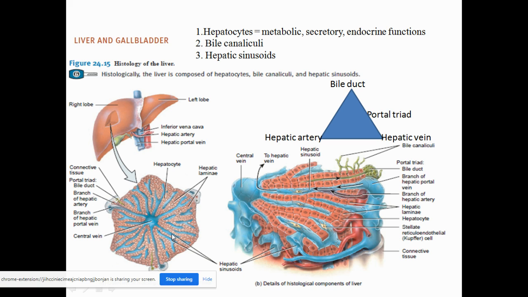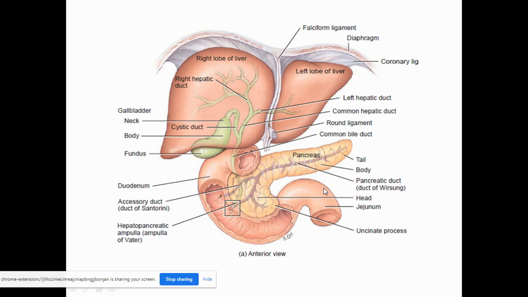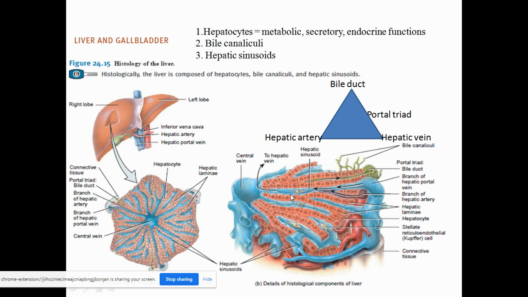You can see the sinusoids, the blue colored ones. They are endothelial lined vascular spaces called the hepatic sinusoids. The hepatic laminae are present in between. This is the enlarged portion of the hepatic laminae. You can see how the cells are made. These are the hepatocytes. See how in between the hepatocytes there are some connecting cells.